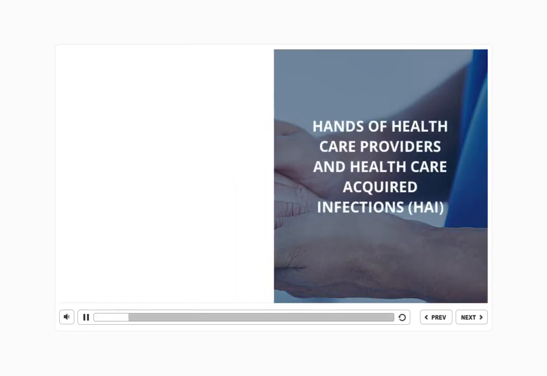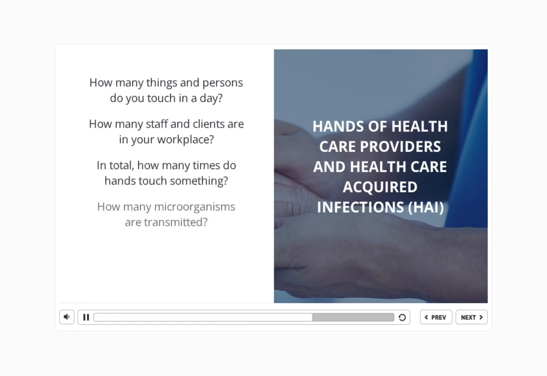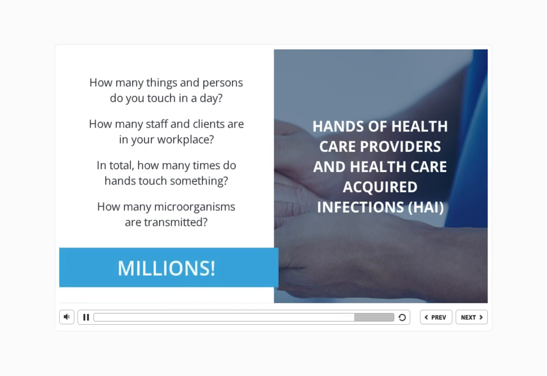The hands of the healthcare providers are the most common means of transmission and cause of healthcare-acquired infections. Think about it. How many things and persons do you touch in a day? How many staff and clients are in your workplace? In total, how many times do hands touch something? How many microorganisms are transmitted? Literally millions of microorganisms.